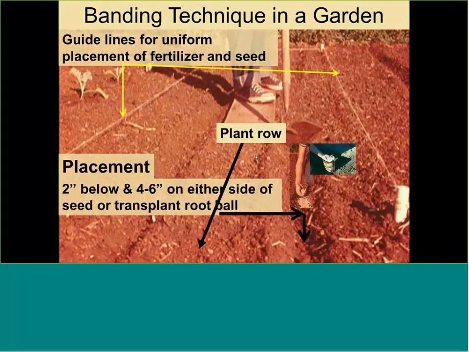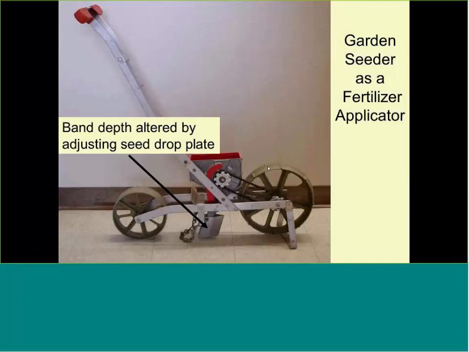Okay, so you can use a seeder, a garden seeder, to apply your fertilizer. You just adjust the depth with this drop plate here. You put fertilizer instead of seed, and then you go on the side and dig a trench and apply your phosphorus fertilizer, for example. So it does not have to be over the corner of the hole, for example.